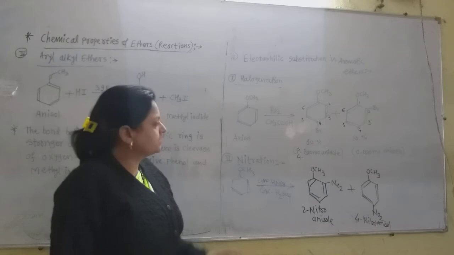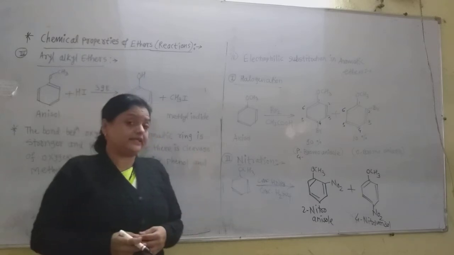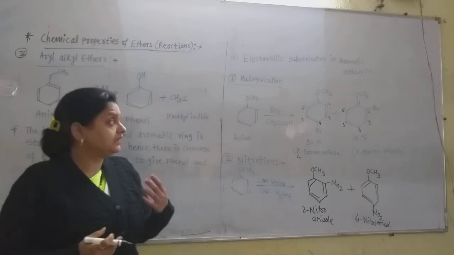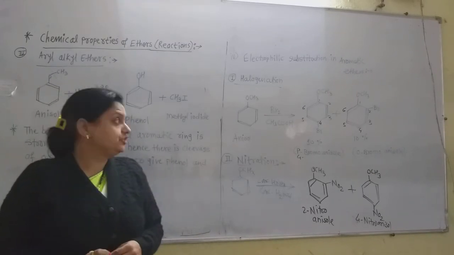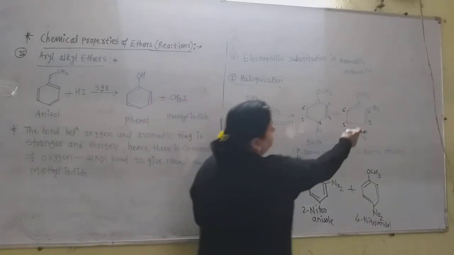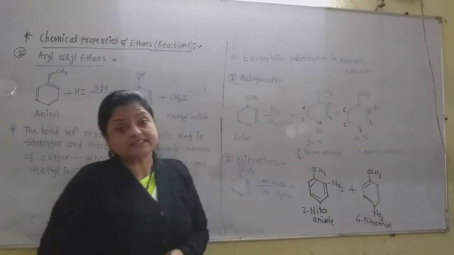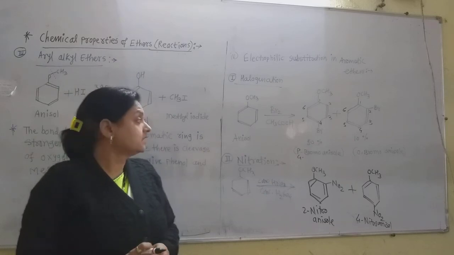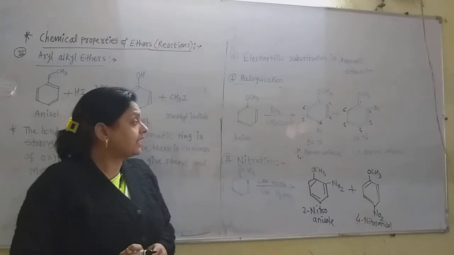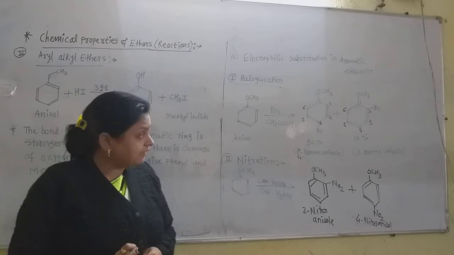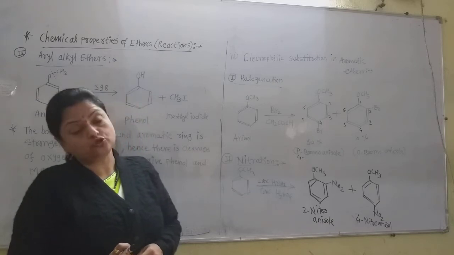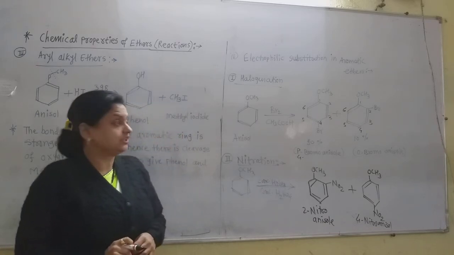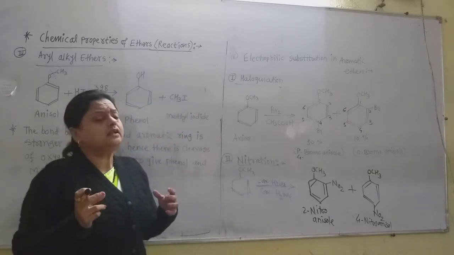The major compound is the para compound, because here there is less steric hindrance, as the bulkier groups are away from each other. But here the bulkier groups are very close, so there is steric hindrance, energy increases, and therefore the stability of this compound decreases. So 90% product, para-bromoanisole, is obtained and only 10%, the ortho-bromoanisole, is obtained during the halogenation of these aromatic ethers or alkyl aryl ethers.